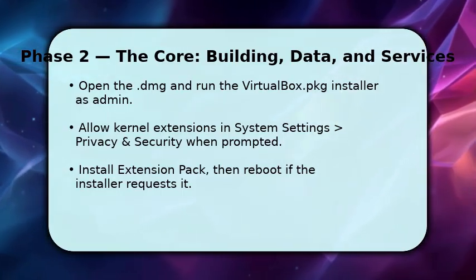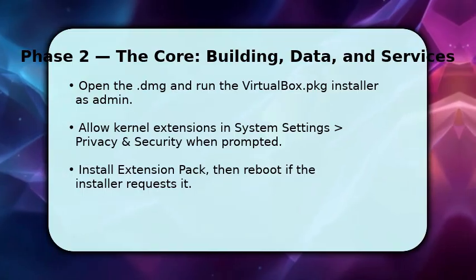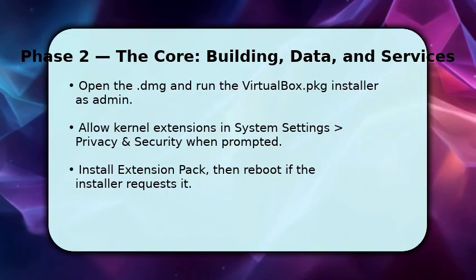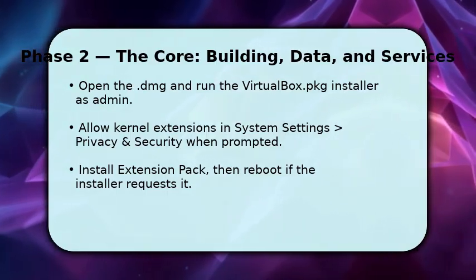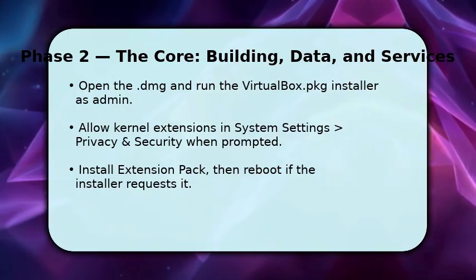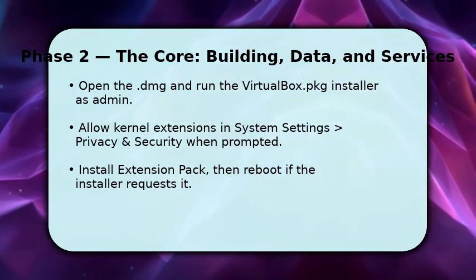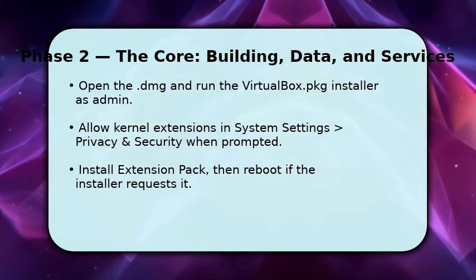When Mac OS blocks a kernel extension, go to System Settings, then Privacy and Security, and click Allow for the Oracle developer. This step authorizes networking and VM device drivers. After the base install, double-click the extension pack to add USB 2.0/3.0 and host-only networking features. Make sure to reboot if the installer or Mac OS recommends it.